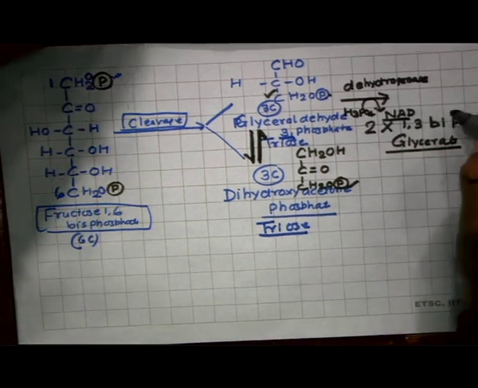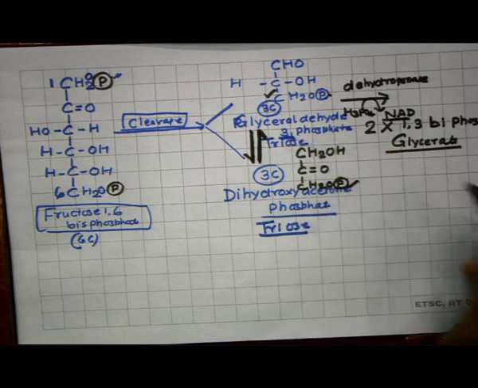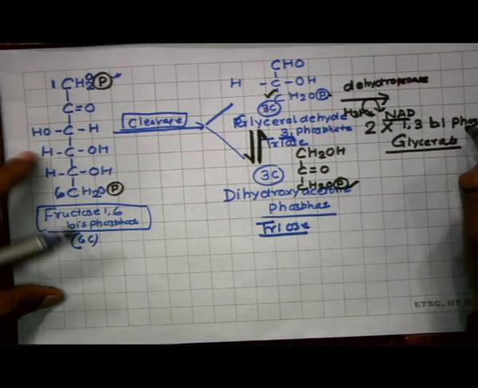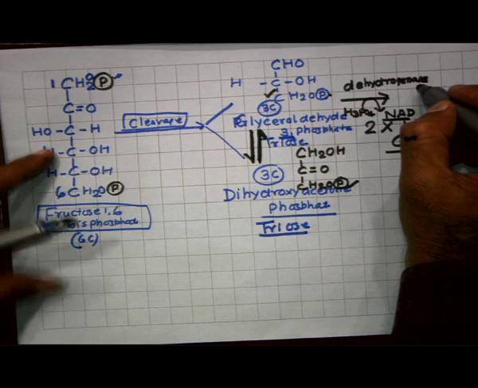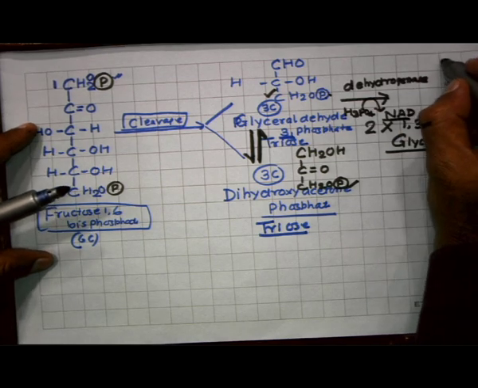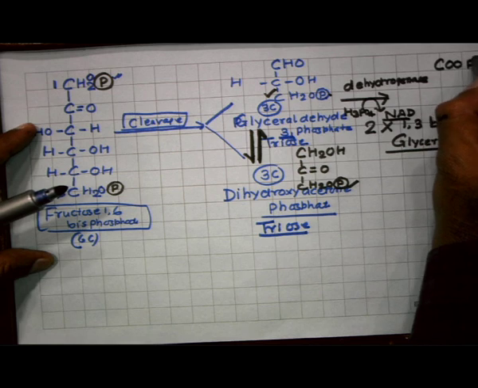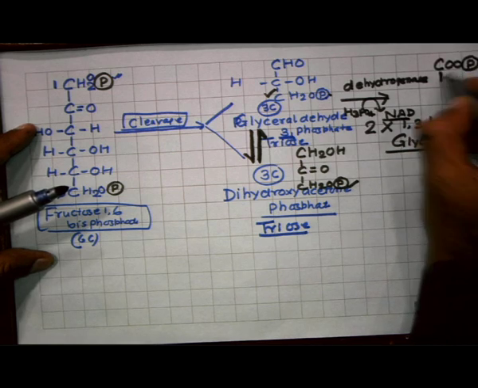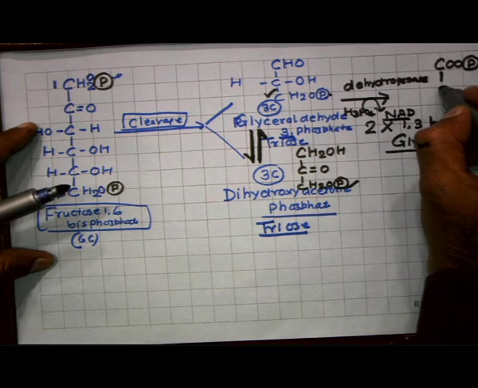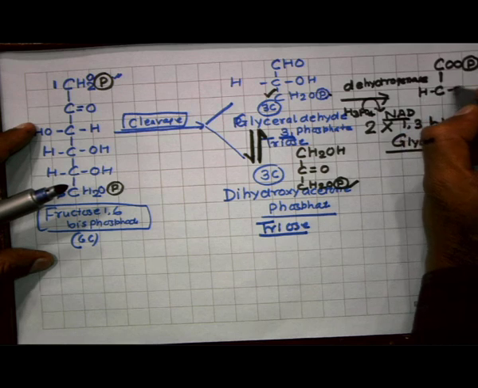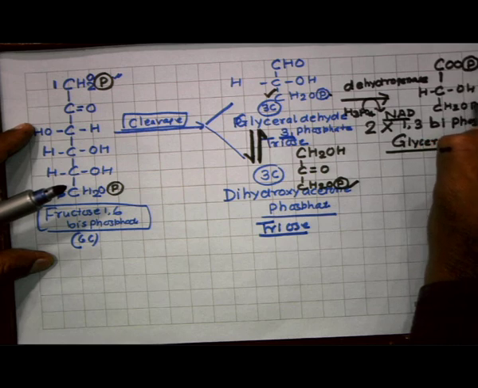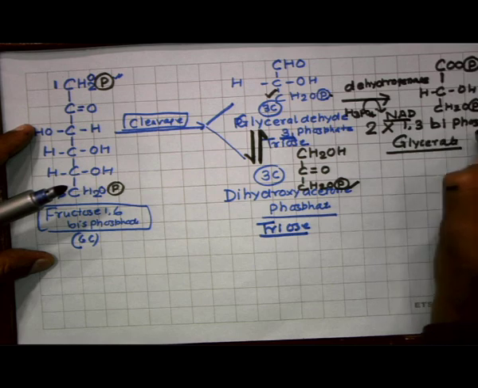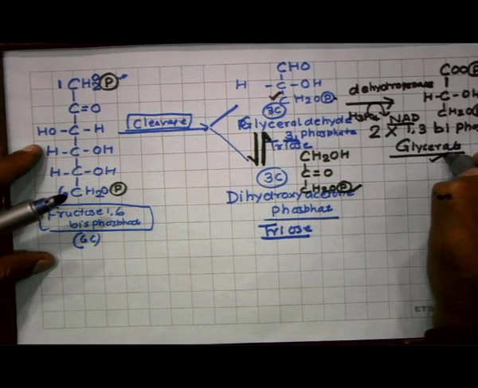Now, the 1,3 diphospho or bisphospho, the older name is di. The structure of the bisphosphate is COOP, at second carbon CHOH, at third one CH2OP. So, this is the structure of 1,3 bisphosphoglycerate.